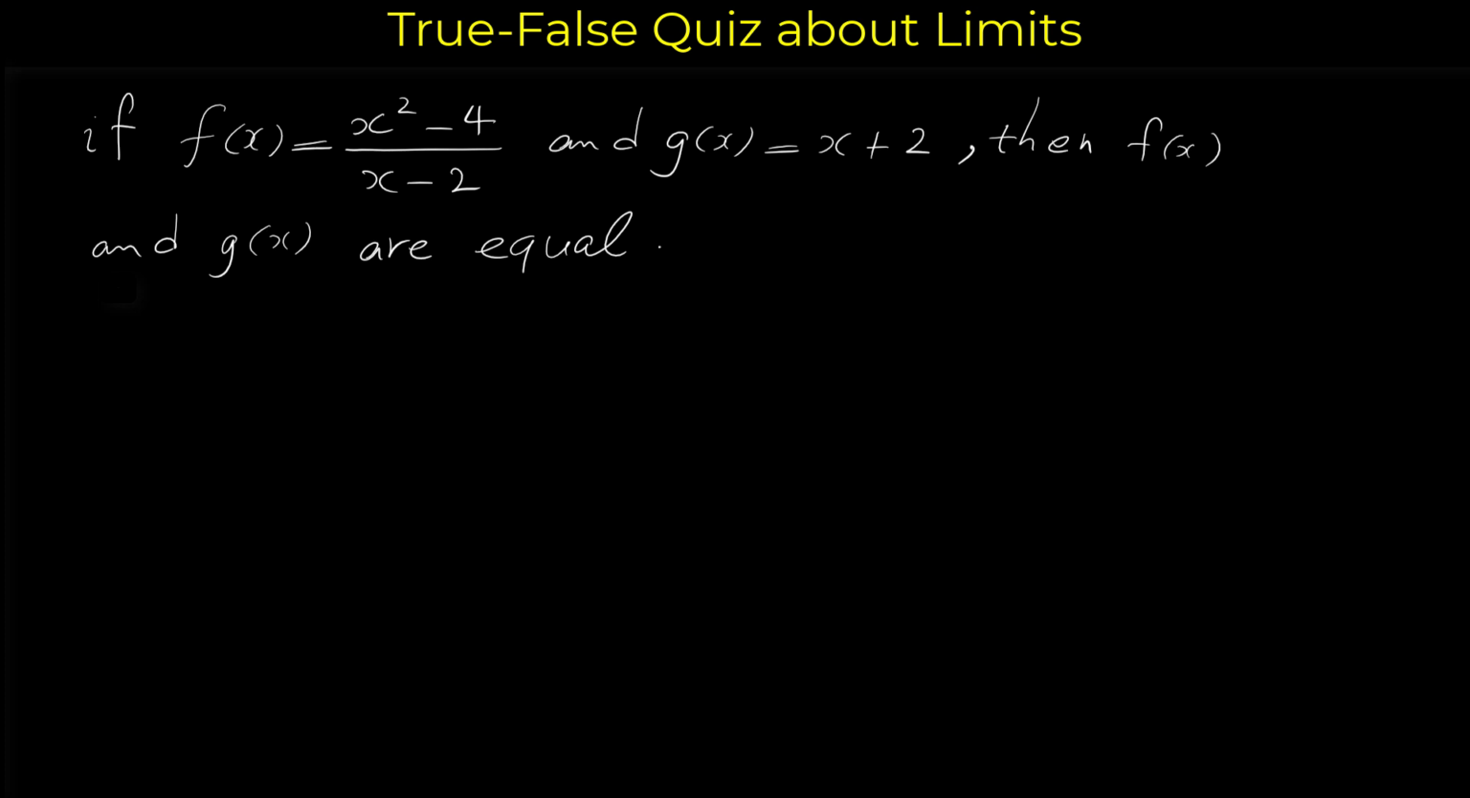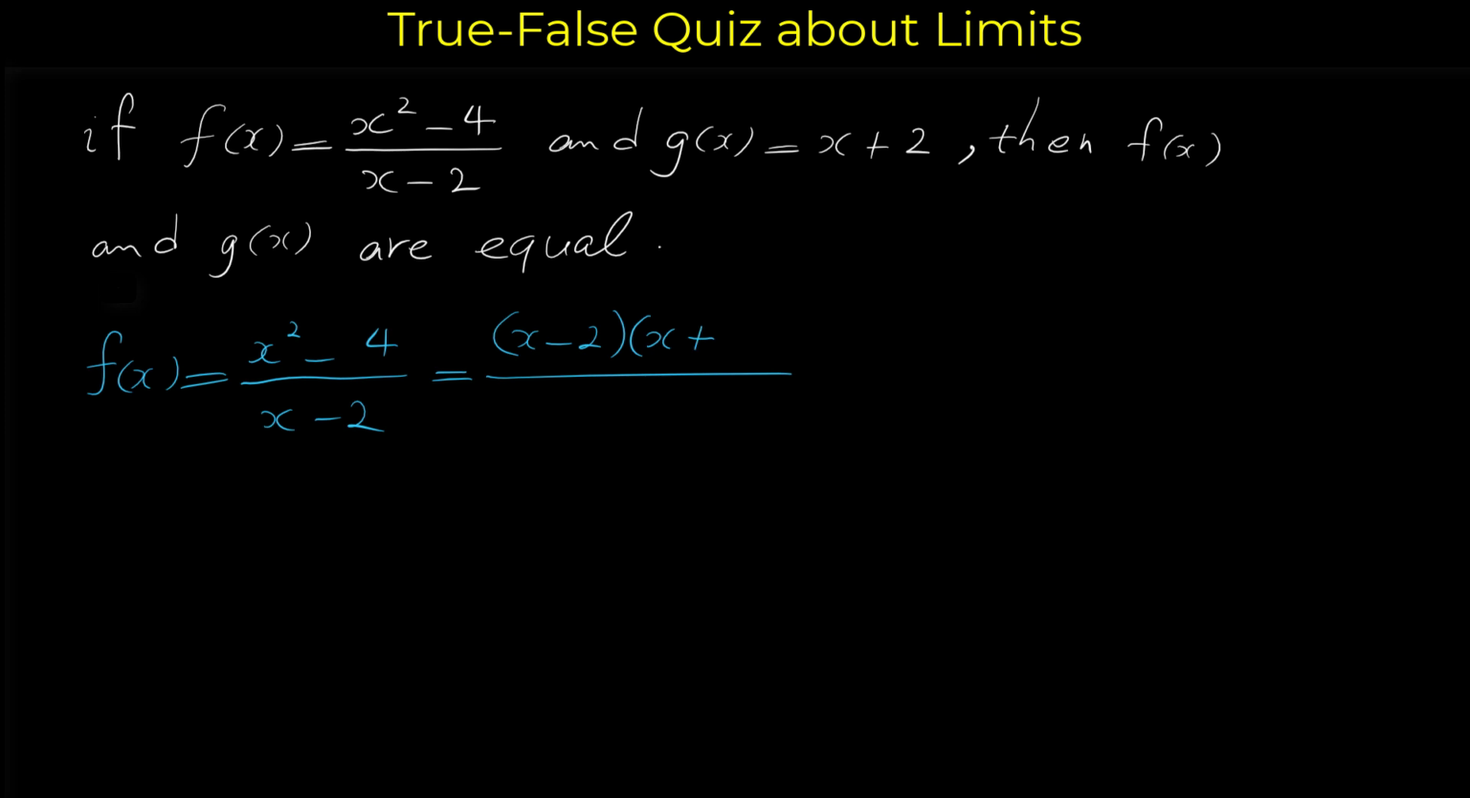Note that we can write the function f of x, x squared minus 4 over x minus 2, as x minus 2 times x plus 2 over x minus 2. Now if we cancel x minus 2 from the top and the bottom, we get x plus 2. And so it seems that the function f of x and the function g of x are equal to each other.